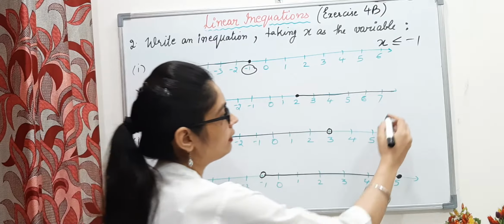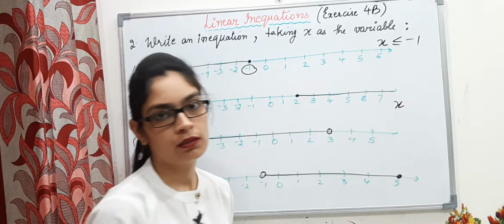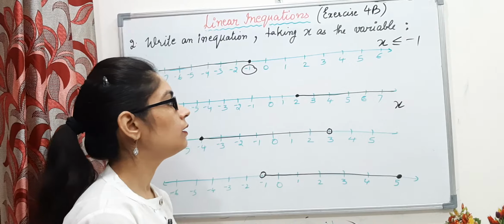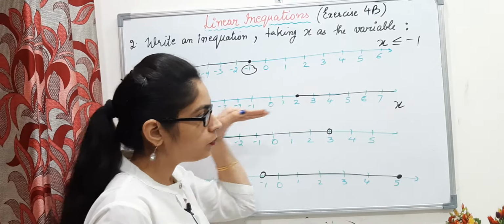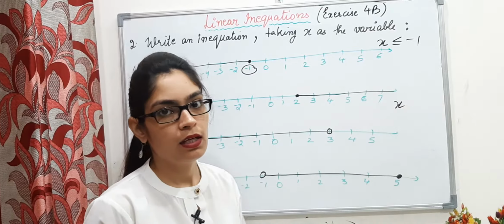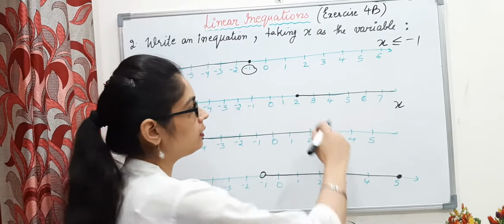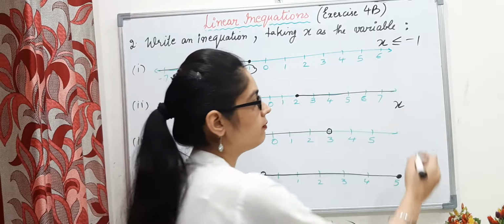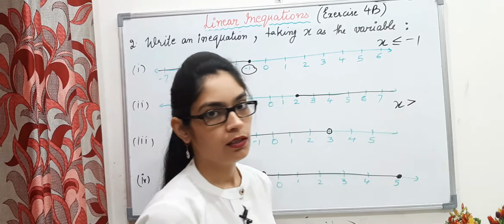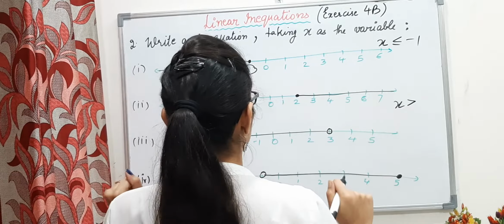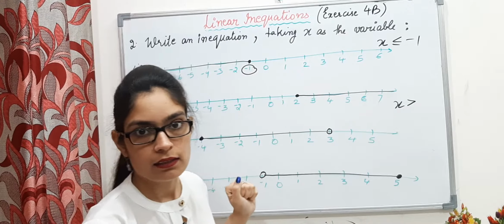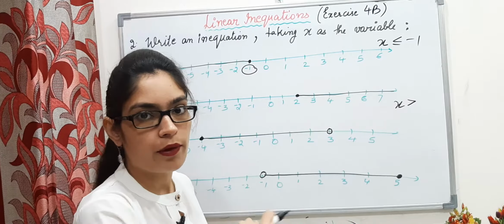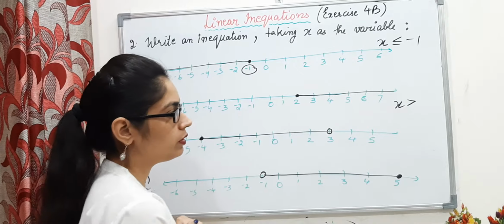For the second, first we write the variable, that is x. Now which side is this point towards? Right side. Right side means the sign will be greater than. If I am standing like this, my left side is less than and my right side is greater than. The same way, when you are drawing or plotting this, the same thing applies.